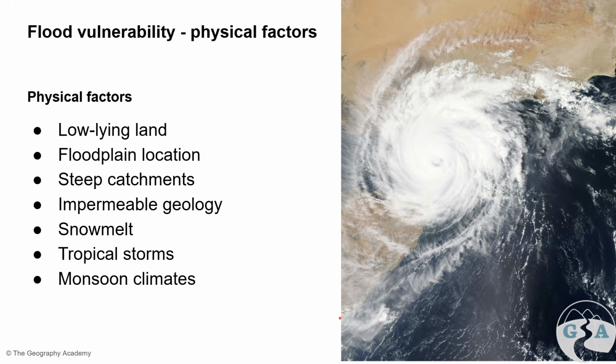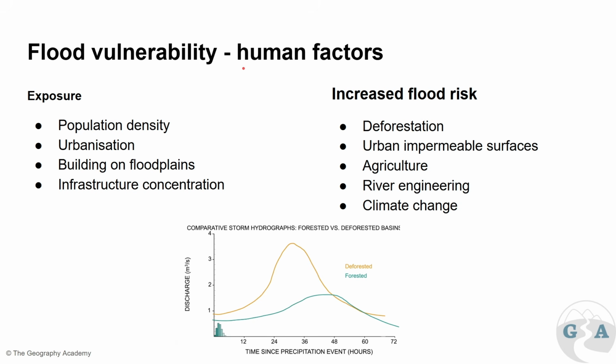So monsoon climates there. Flood vulnerability, then human factors. A couple of ones maybe we haven't mentioned. We have mentioned the idea of river engineering, climate change. Under human factors, we put climate change, enhanced climate change. There's a natural and enhanced, and we go into that in different parts of the course. Agriculture, we've mentioned impermeable surfaces, deforestation.